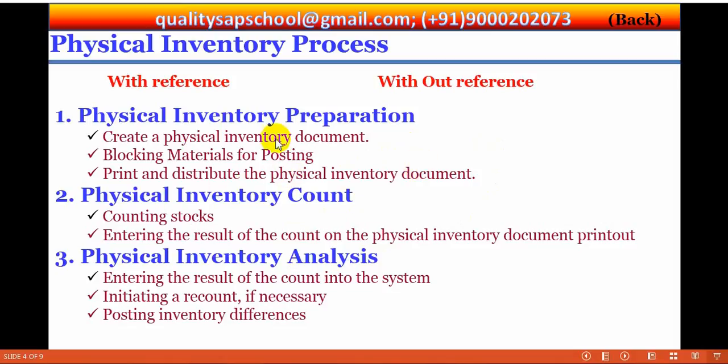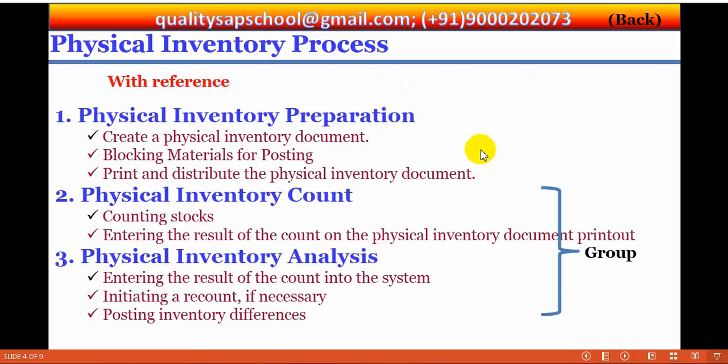But these three phases can be grouped together; they do not necessarily have to be separate operations. Instead of three operations, we can make it two. We can group them and make it one operation. In the first instance, we can create the document as well as give the count, and the second phase we can use for posting the inventory differences.